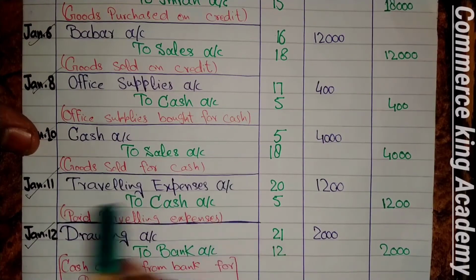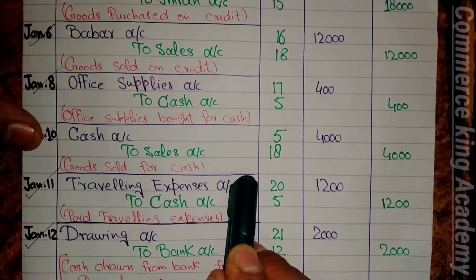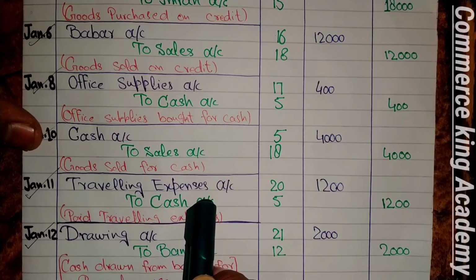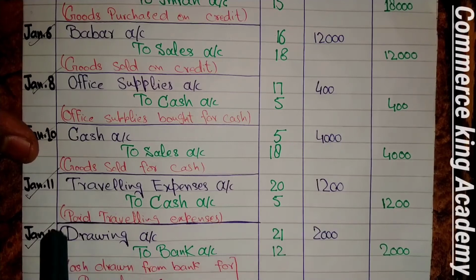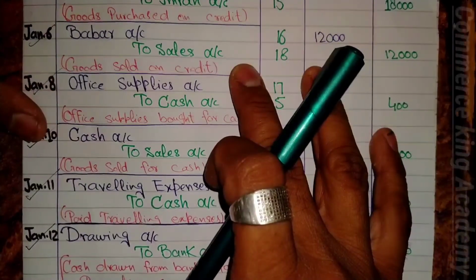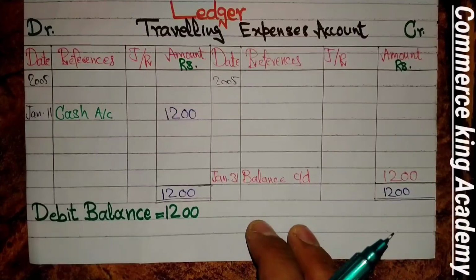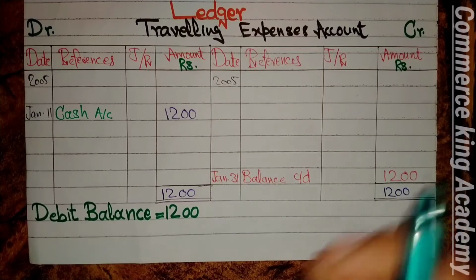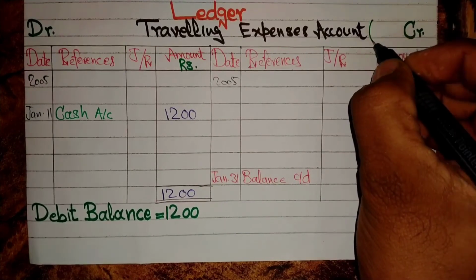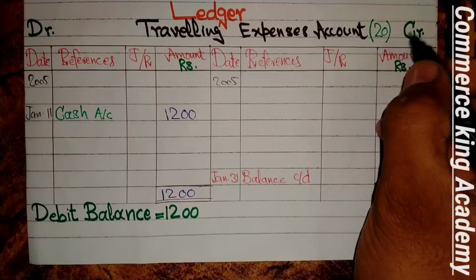Am I right? So Jan 11th, traveling expenses account has been debited against cash account, amounted 1,200 rupees. Description is paid traveling expenses. So there is no other entry of this account in the journal. So this is the ledger of traveling expenses account. You can see here with ledger folio number 20. Understand? Debit side and credit side.